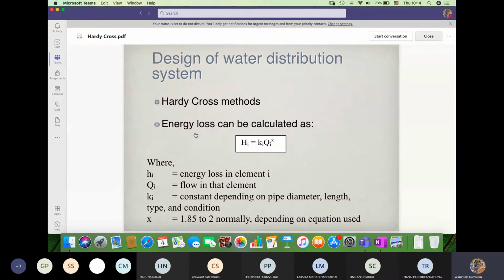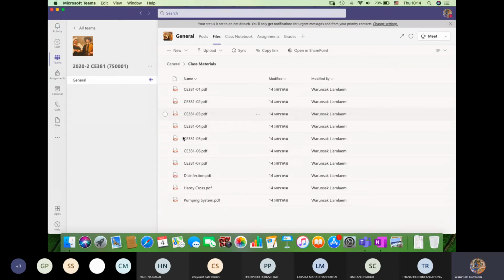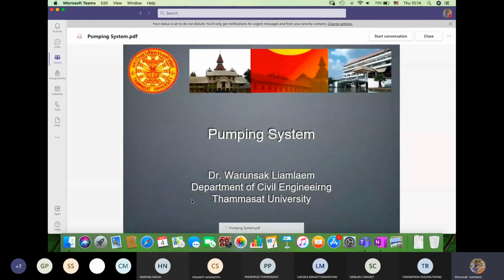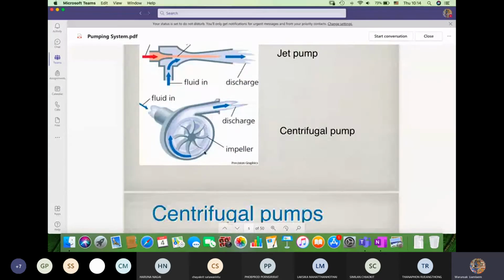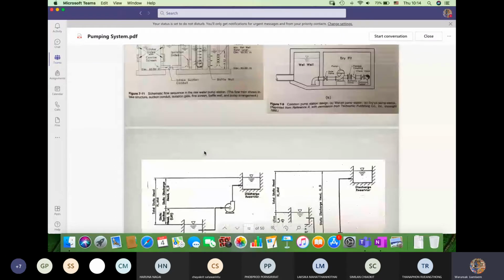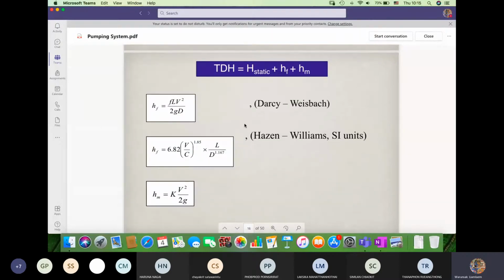If you come back to the previous presentations, maybe the one on the pumping system, I introduced two equations we can use to determine the head loss. The first equation you are familiar with is the Darcy-Weisbach equation, this one. And the second equation I have just introduced is the Hazen-Williams equation, this one.